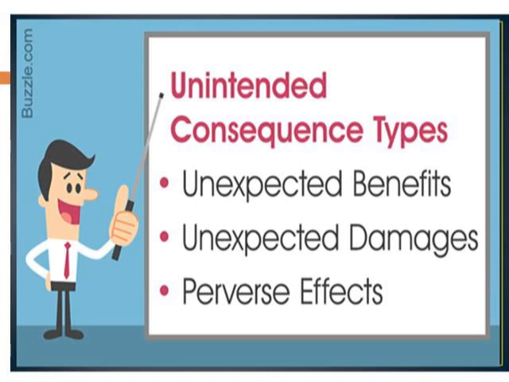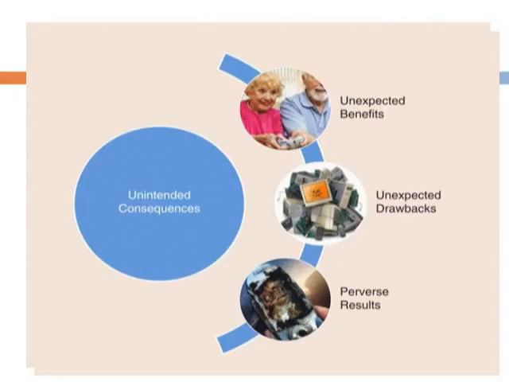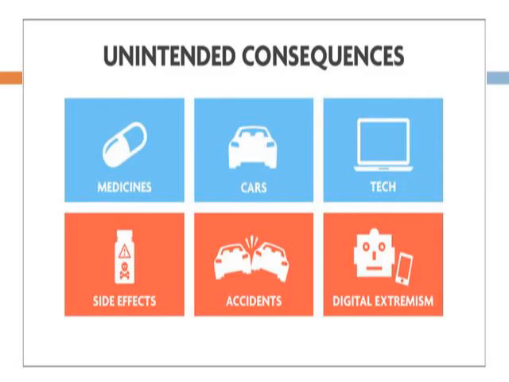So, in the next slide, you will see examples for each type of consequence. The first one for unexpected benefits. The second example is for unexpected drawbacks, and the third one is for perverse results. In the next slide, you will also see examples of unintended consequences.